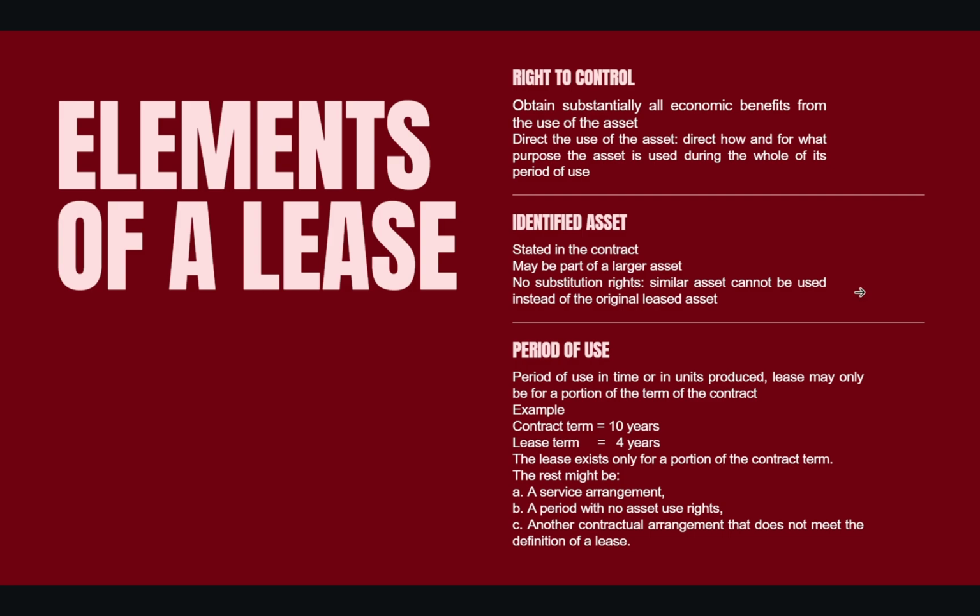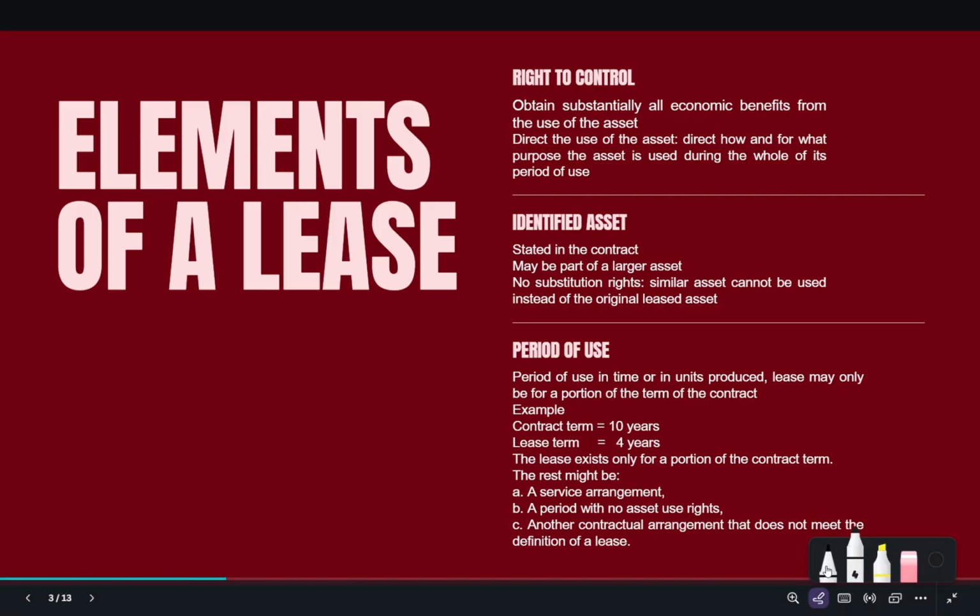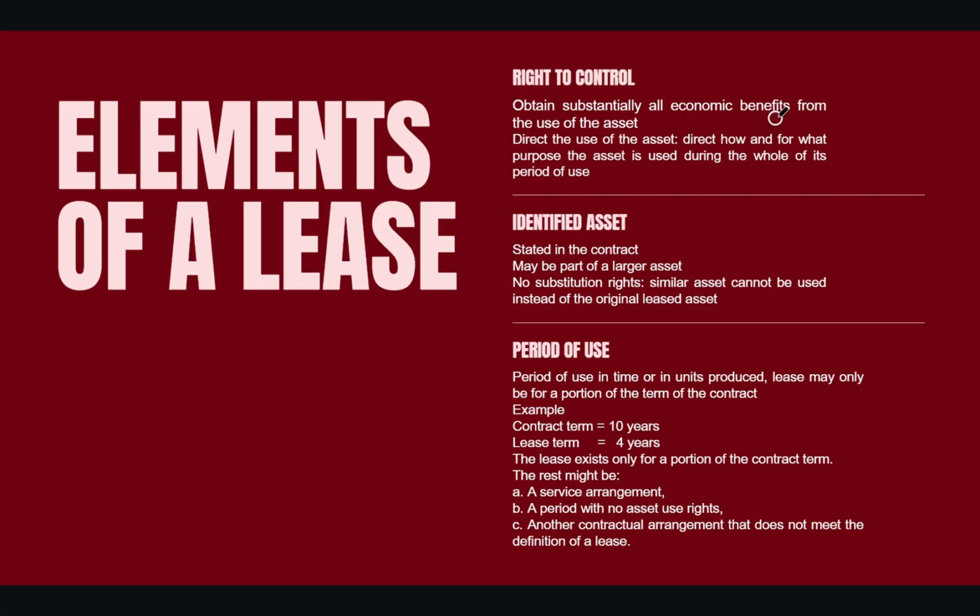First one is right to control, where the lessee, or the one who receives the benefit, obtains substantially all economic benefits from the use of the asset, and the lessee can direct the use of the asset by directing how and for what purpose the asset is used during the whole of its period of use. So basically the lessee can do anything with the asset.